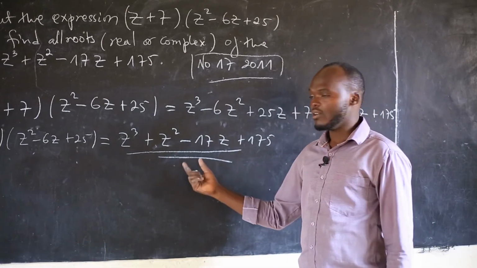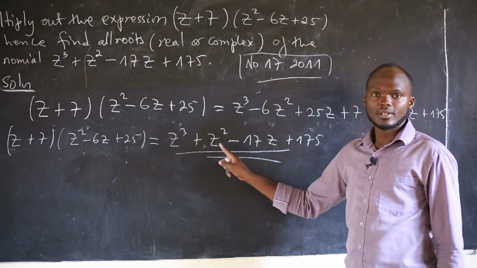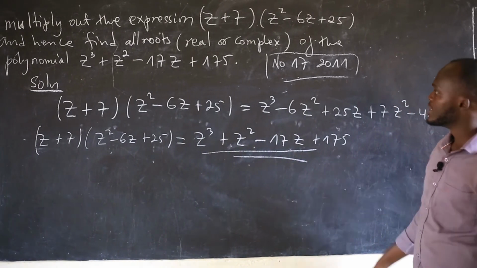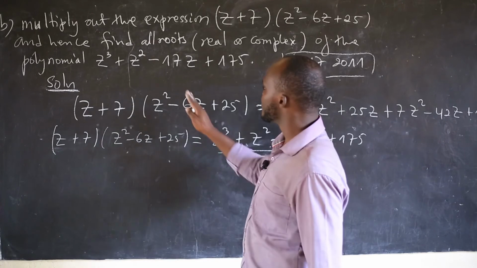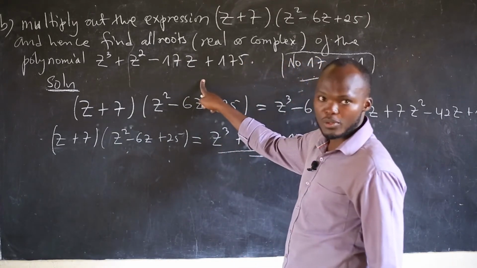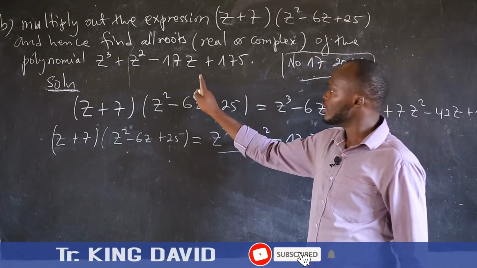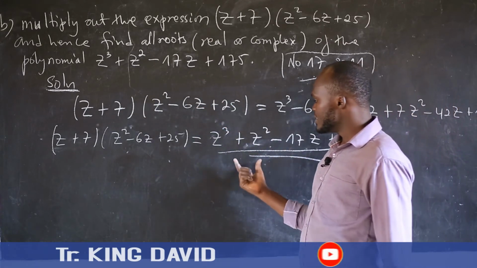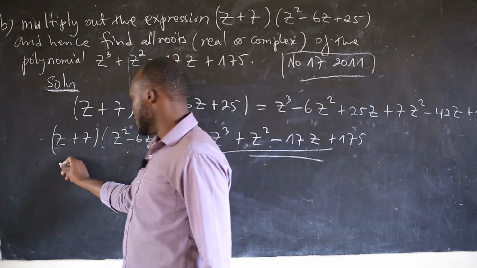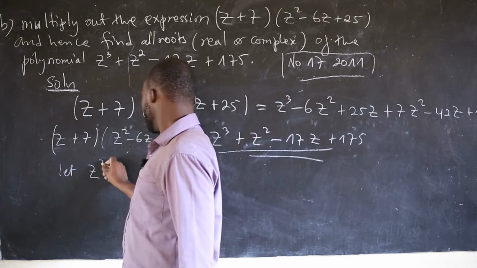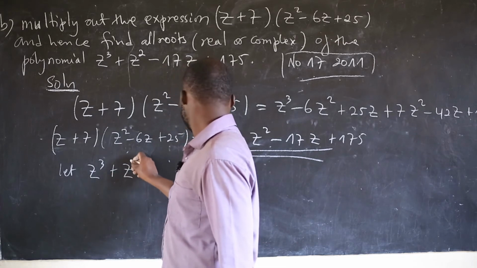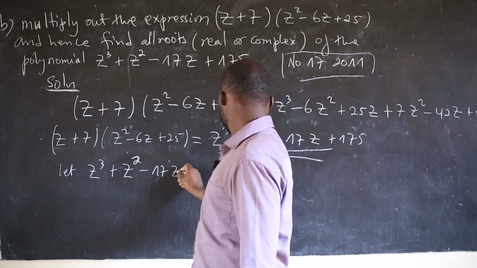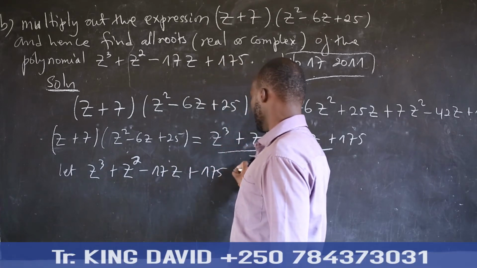After expanding, you see now, we have this polynomial, which is z power 3 plus z squared minus 17z plus 175. The question is saying, hence find all roots of this polynomial. If you check very well, this polynomial is the same as this one. So what does it mean? We're going to let this polynomial be equal to 0. Let z power 3 plus z squared minus 17z plus 175 be equal to 0.